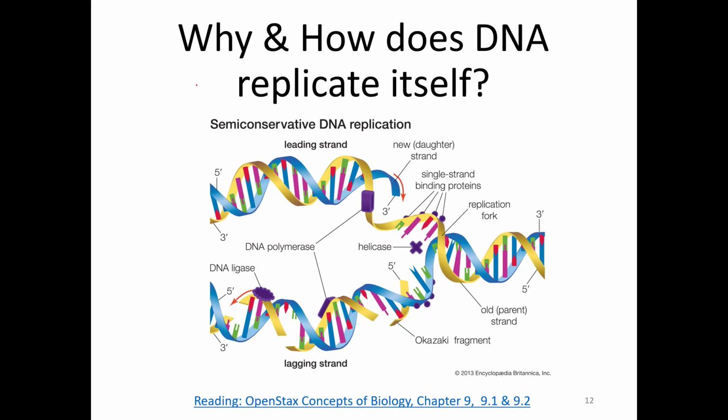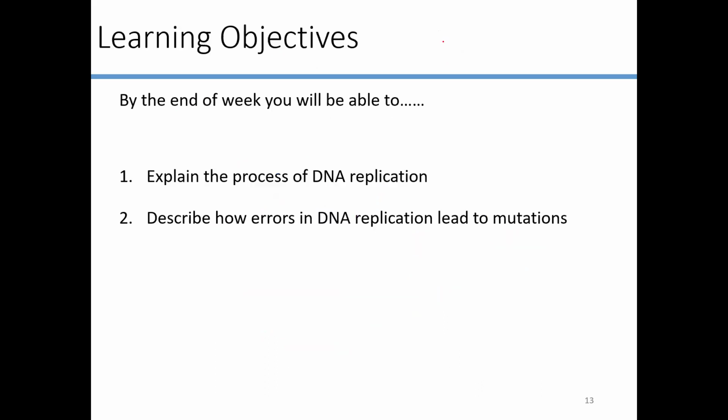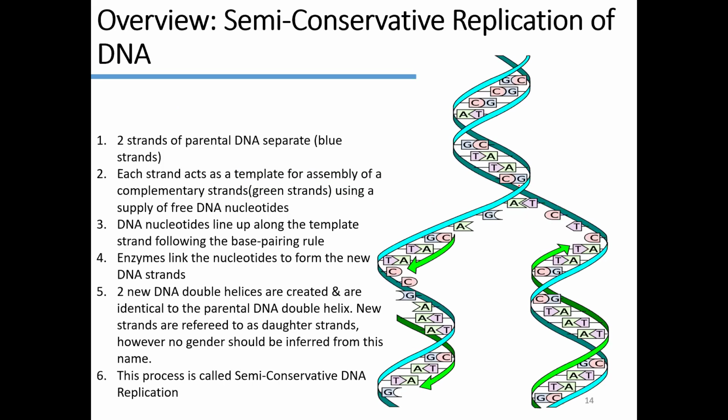What we're going to be looking at today is why and how DNA replicates itself. Our learning objectives are to explain the processes of DNA replication, and then to describe what happens when there are errors in DNA replication, how these can lead to specific mutations, exactly what types of mutations they are, and how those mutations can happen.